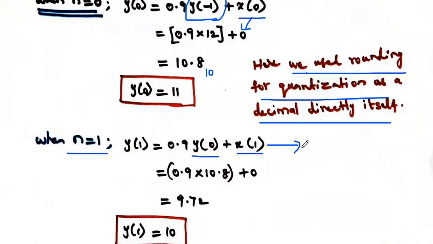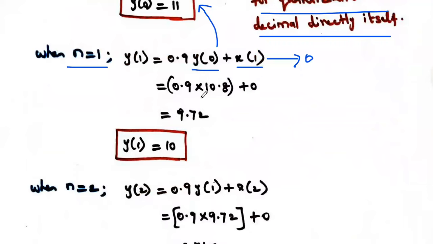So x of 1 is 0, since in our problem, the input applied to the system is 0 for any value of n. So this x of 1 value is 0. And y of 0, just now in the previous step, we calculated. What is the y of 0 value? 11. Y of 0 means the output of the system at n equal to 0. At time n equal to 0, we calculated it as 11.